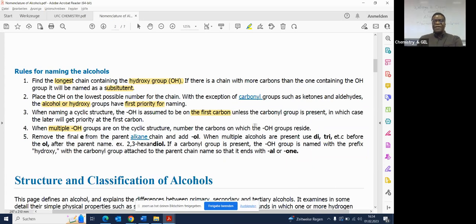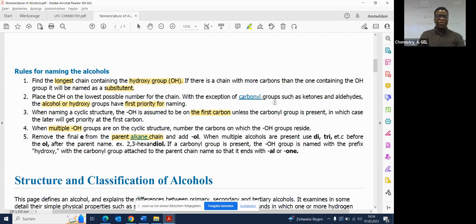Okay, for instance, you could have 2 or 3 OH or hydroxy groups on a cyclic. So just position them, respecting the shortest distance from where you start counting on the first OH. Step 5: remove the final E from the parent alkane, you remember? These parents are the originators of the nomenclature. So remove the final E from the parent alkane chain and add O, like we have seen.